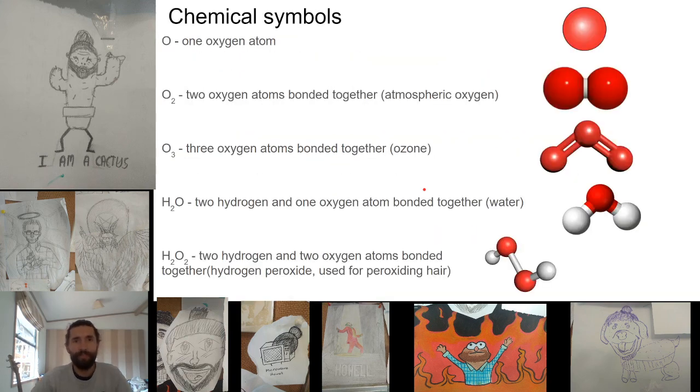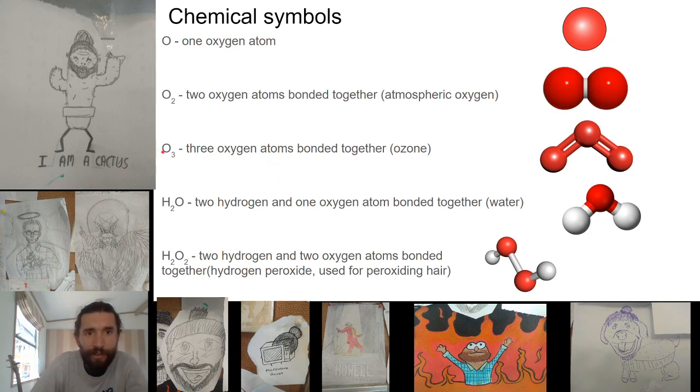Alright, so we're going to look at what these symbols mean in a chemical equation. First off is just an O, which means one oxygen atom. Remember, O is the symbol for oxygen. So we have just one O, it's going to be one atom. If we have an O with a little 2 after it and under, that means there are 2 oxygen atoms and they are chemically bonded together. All of the oxygen that we breathe that's in the air is this type of oxygen, O2, and they hang out in pairs.